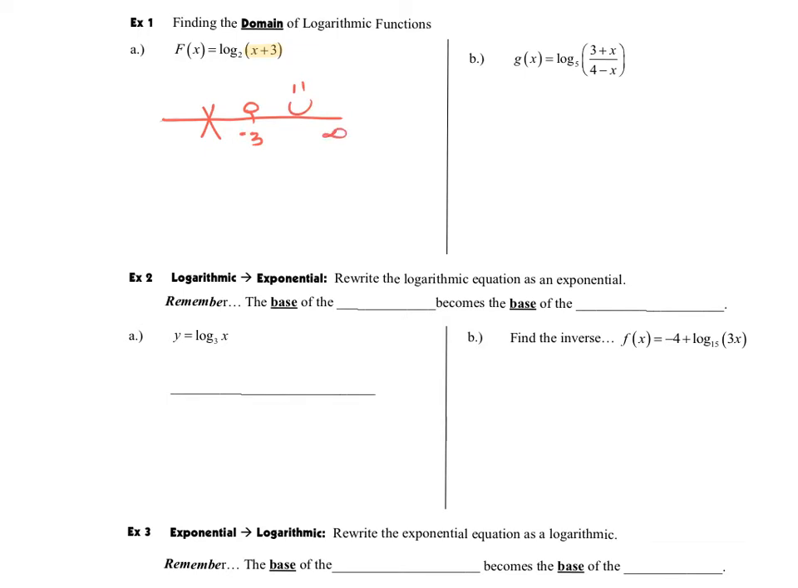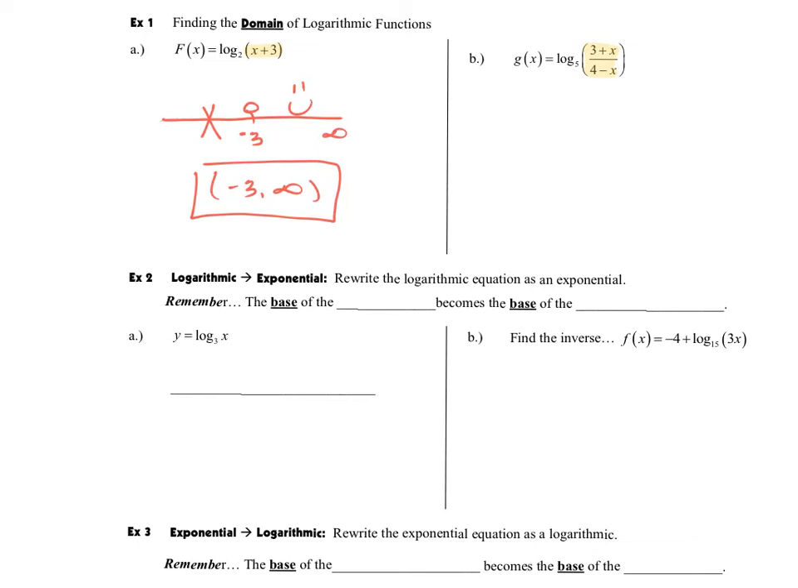So we can write our domain most easily in our interval notation. So that would be our domain for that first function. Now the second function that I've given you here is certainly more complicated. It has a fraction in here. We can think of this as an implied inequality. What we want to do is look at both that numerator and the denominator.